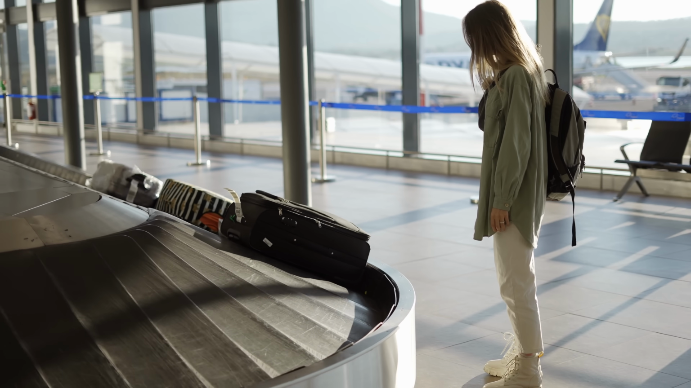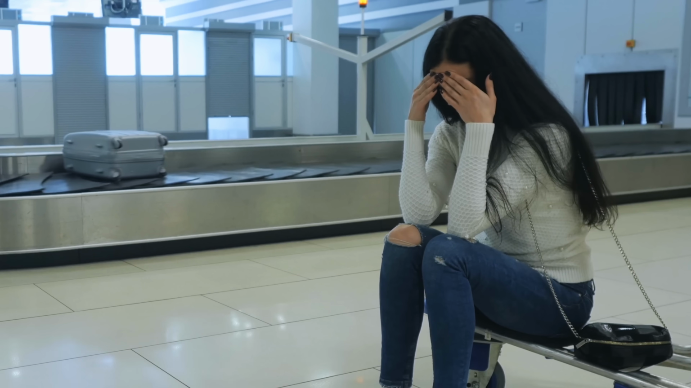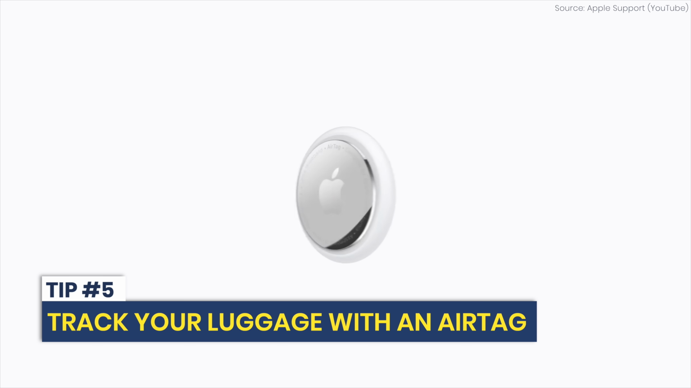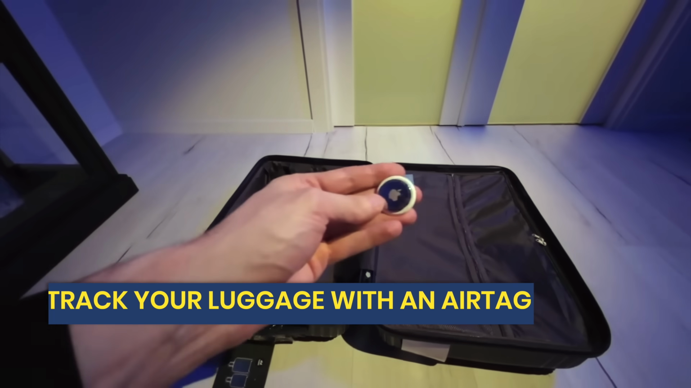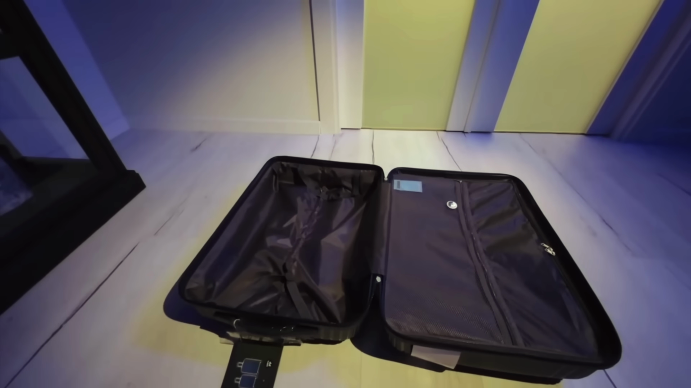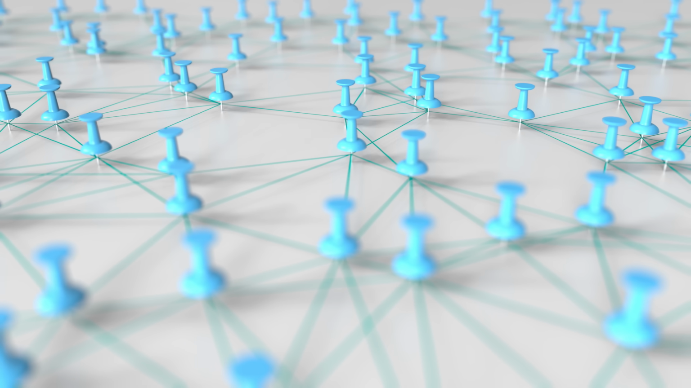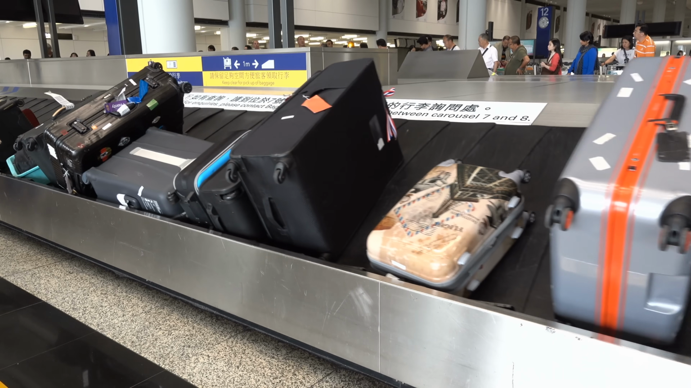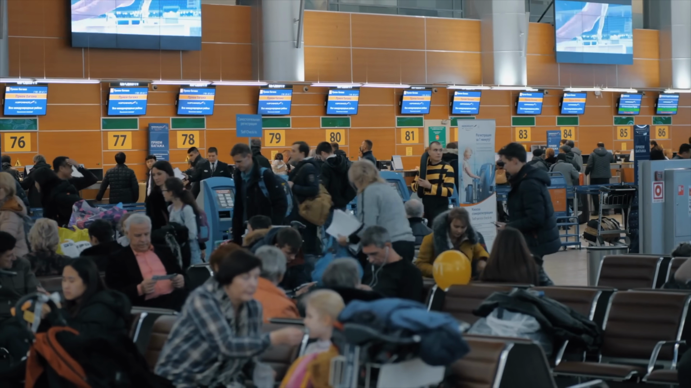If you've ever stood at a baggage carousel wondering where your suitcase is, or worse, been told your bag didn't make the flight, this tip is for you. An Apple AirTag is a small tracker about the size of a quarter. You drop it into your checked bag before you head to the airport, and then you can see exactly where your luggage is on a map using the Find My app on your iPhone. Since there are over 1 billion Apple devices out there helping locate AirTags, your bag's location gets updated frequently, especially in busy places like airports and cities.